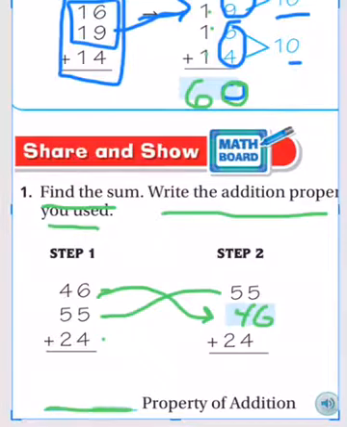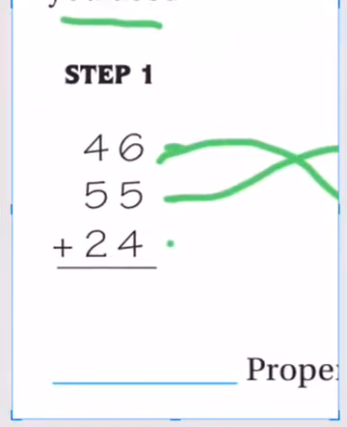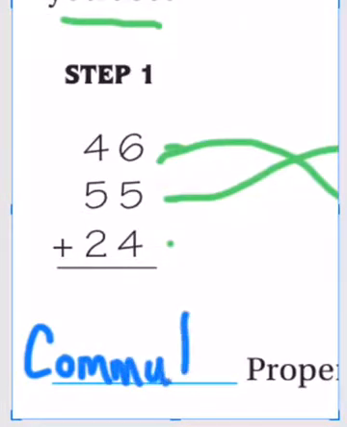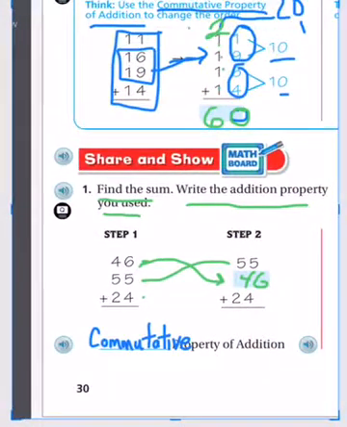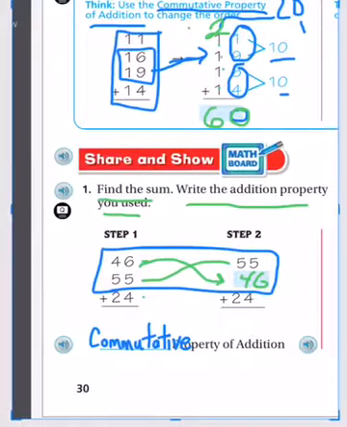So what property is that when we switch the two around? Pause the video, write your answer, what property is it right there, and then when you've written it, you can restart the video and check your work. Okay, you should have paused the video, written down your answer. You should have written the commutative property of addition. Because they just switched the two numbers around, that's the commutative property.